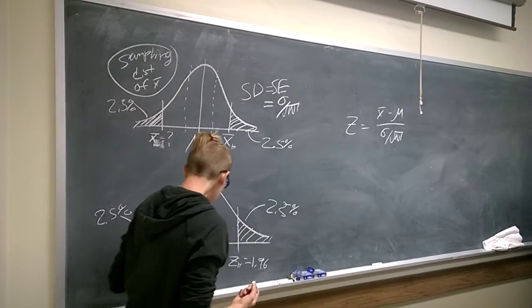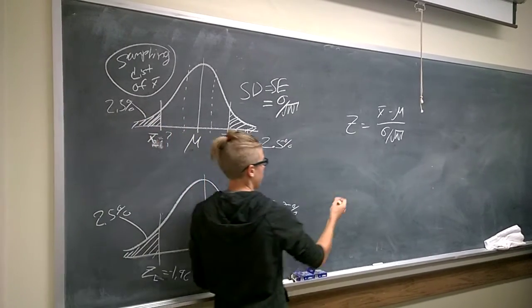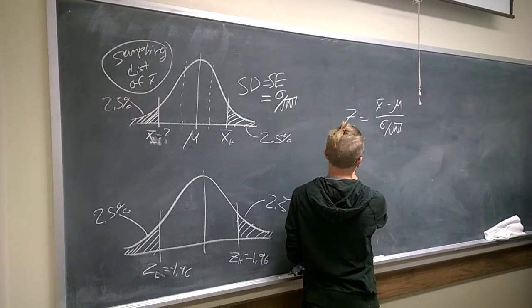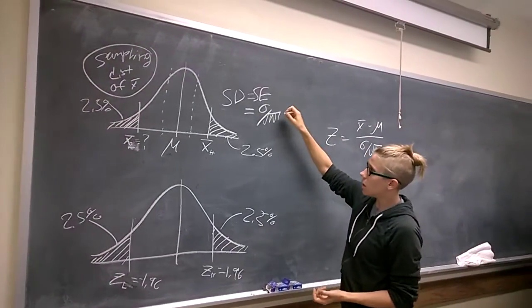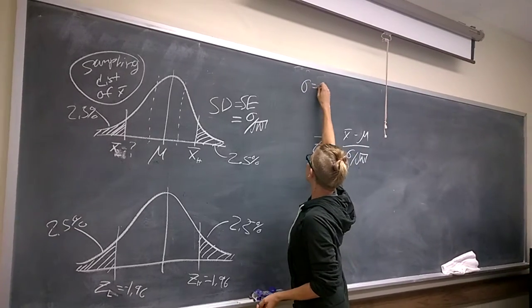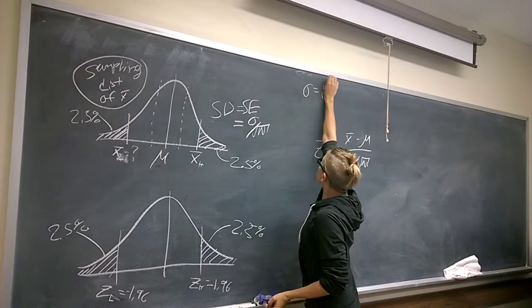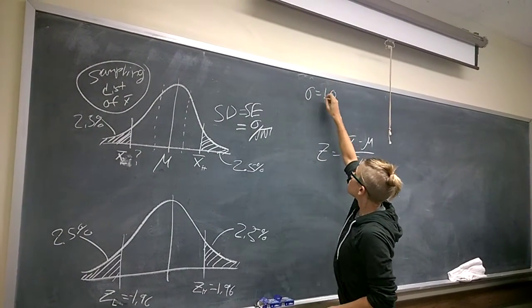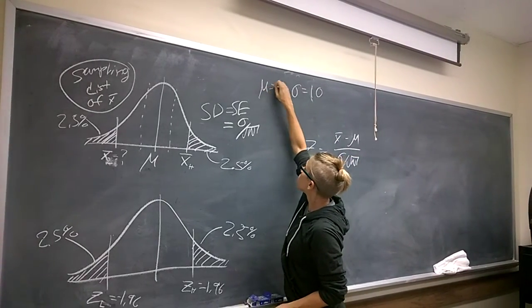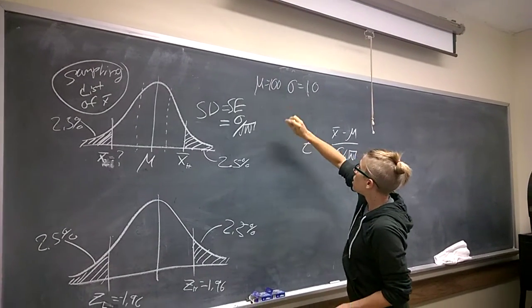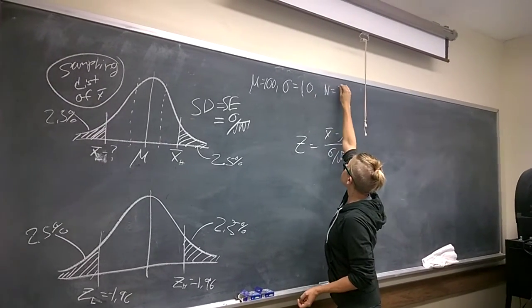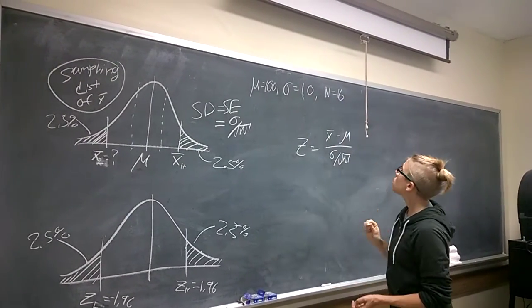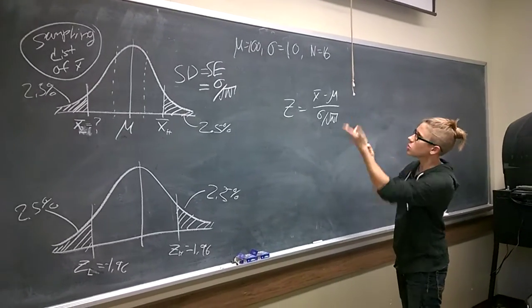All right, so we do that for 2 cases. Actually, I should write out what we have here. Sigma was 10, and mu is 100. And our sample size was 16. Those are nice numbers.